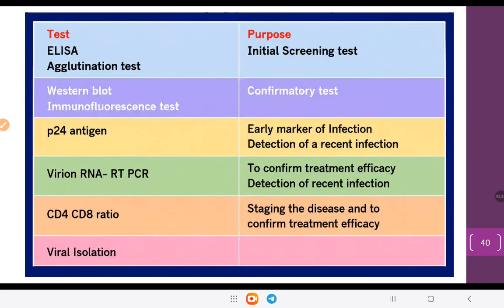These are the tests used in different laboratories for diagnosis of patients suspected of being infected with HIV. We first use the ELISA technique or agglutination test as the initial screening test. Western blot or immunofluorescence test is used as the confirmatory test. The p24 antigen is an early marker of infection, for detection of a recent infection. Viral RNA real-time PCR confirms treatment efficiency and detects a recent infection. The CD4/CD8 ratio is for staging the disease, showing the stage of disease, and confirming treatment efficiency. Viral isolation is used for research.